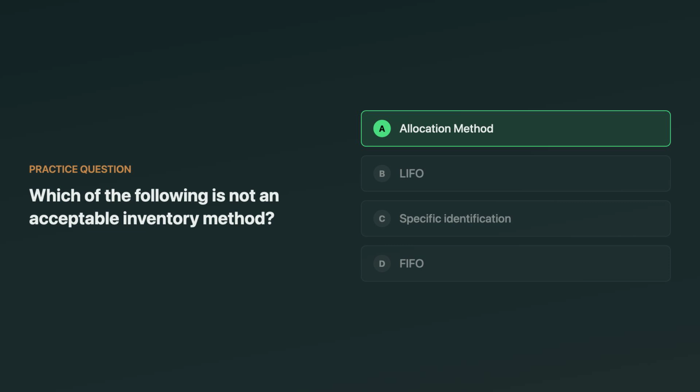The correct answer is allocation method. FIFO, LIFO, and specific identification are all recognized inventory methods. Allocation method is tempting because businesses allocate costs all the time under UNICAP, but that's not an inventory valuation method by itself. On the EA exam, if it's not FIFO, LIFO, or specific ID, be suspicious.